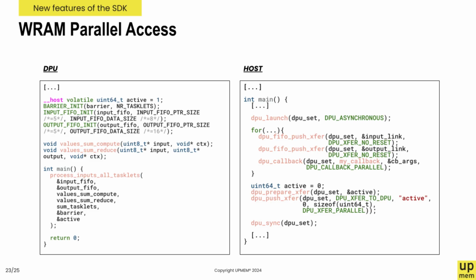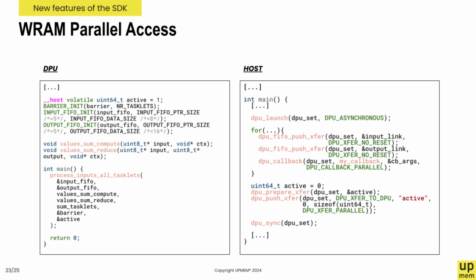On the host side, first thing first, for readability, I removed all the DPU assert. Don't do that, it's just for the slide. Please use DPU assert. Typically the way you're going to use that, you're going to launch the DPUs in asynchronous mode, and while the DPUs are running, you're going to use DPU FIFO push xfer to write to the DPUs, also push xfer to read from the DPUs' WRAM while they are running. You can also do some callbacks that are going to run on the host, but there's going to be one execution for every DPU.